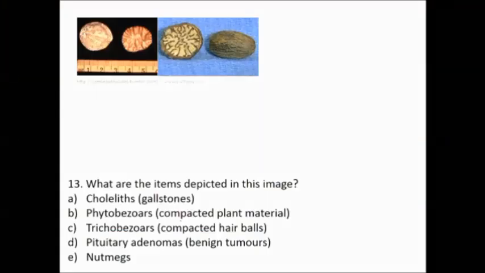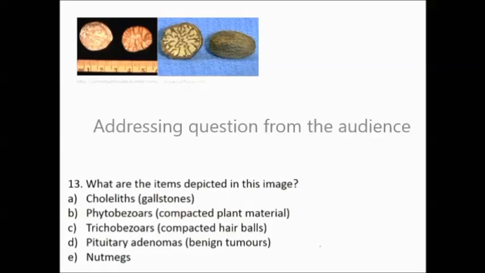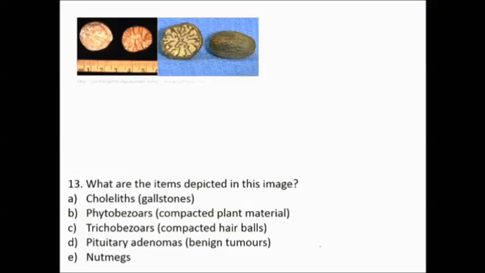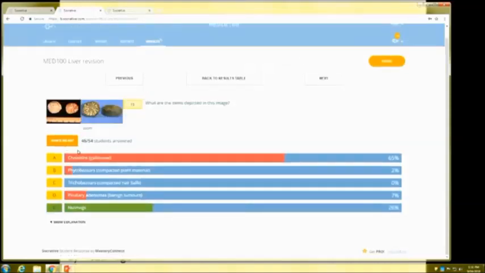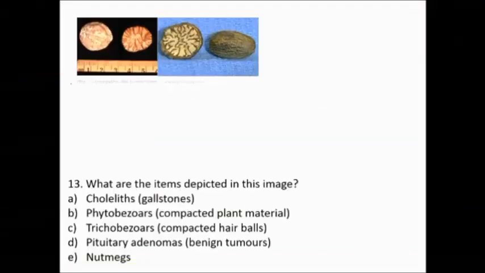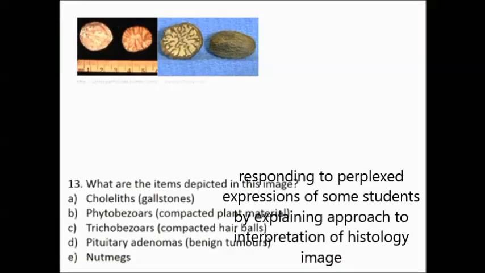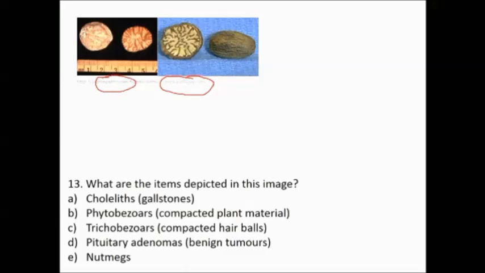What are the items depicted in this image? Oh, interesting. So a phytobezoar is a collage of all sorts of different plant material compacted together. That's right. So those of you who do a bit of cooking will realize these are nutmegs. But you may ask, why have two pathology sites got pictures of nutmegs on them?